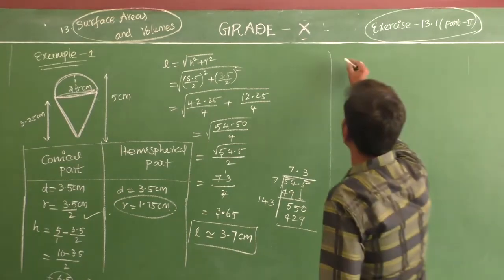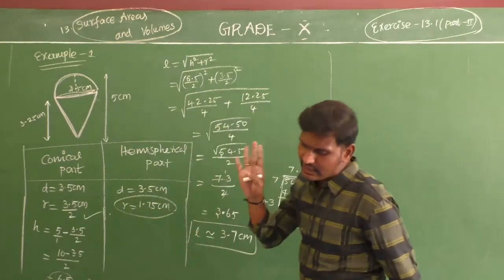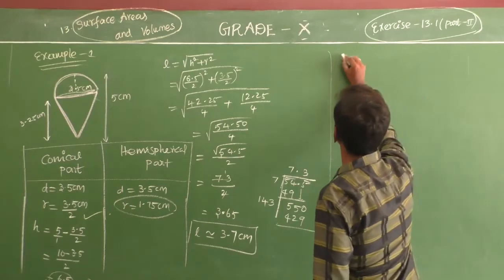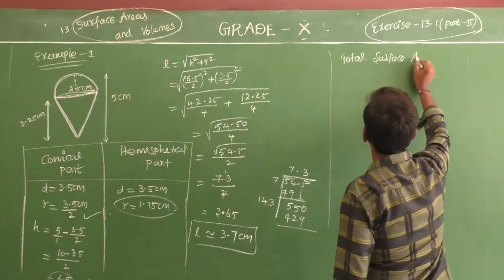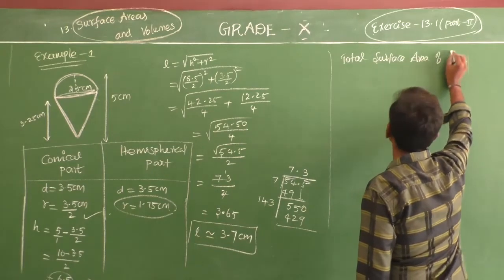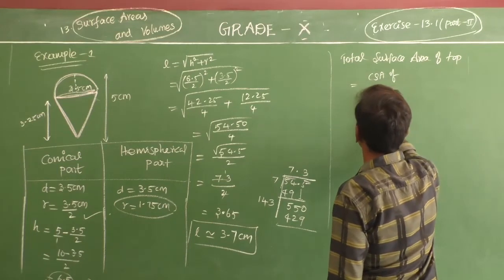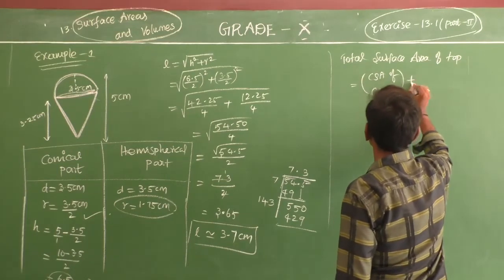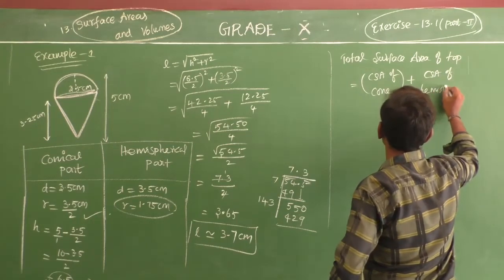Now what are you going to find? What is the given question asking you? Find the total surface area of the top. Total surface area of the top, plane top. Yes, student. So for that, CSA of cone plus CSA of hemisphere. What is the shape? Hemisphere.